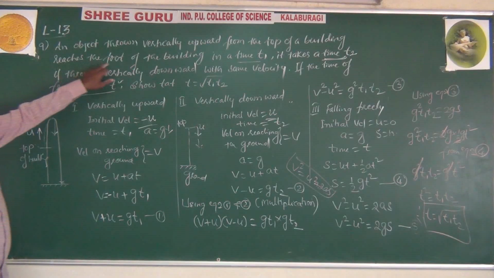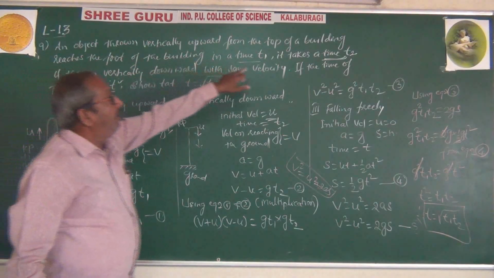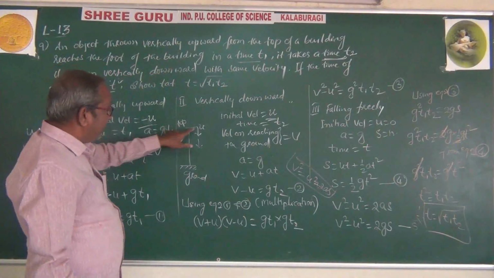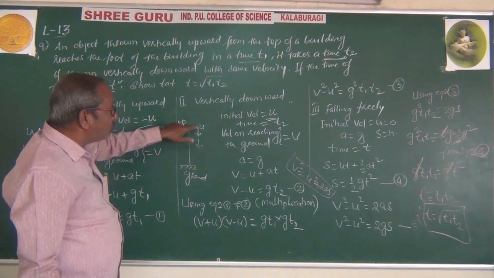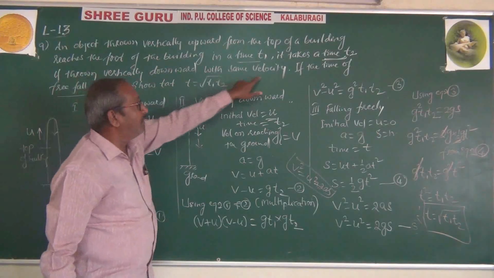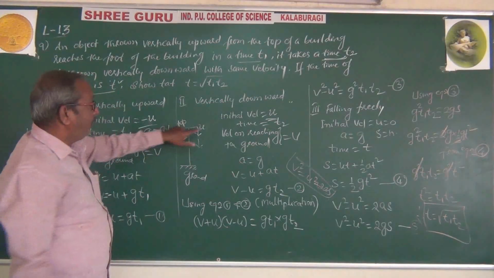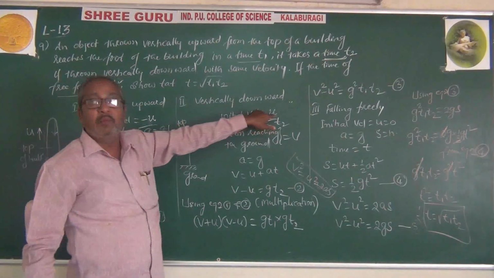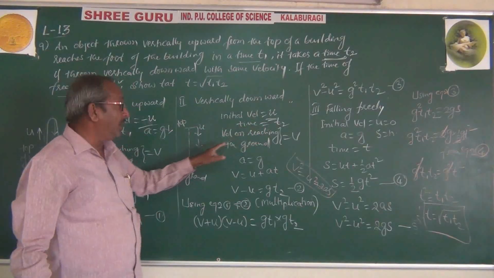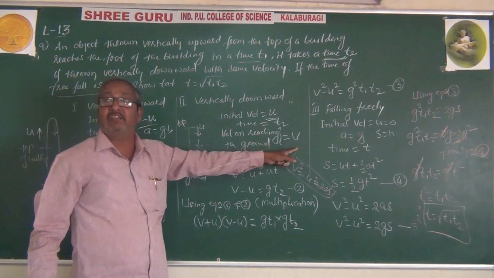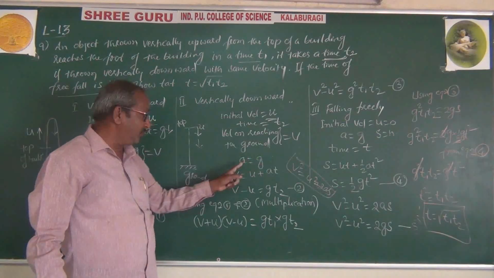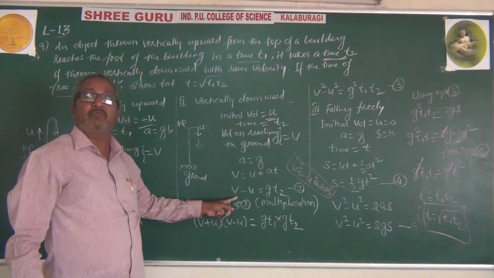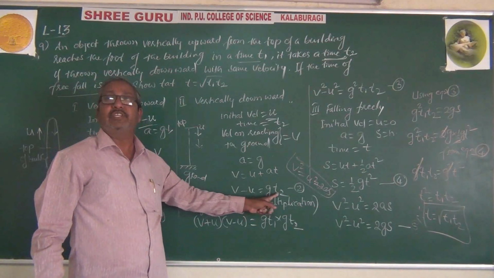Now next, it takes a time t2 when it is thrown vertically downward with the same velocity. Here upward velocity is u, and downward velocity is also u. The direction changes and the minus sign turns into plus. Time is t2. Again the velocity on reaching the ground is v. Again put the values in this equation, so we get v minus u equals g t2.